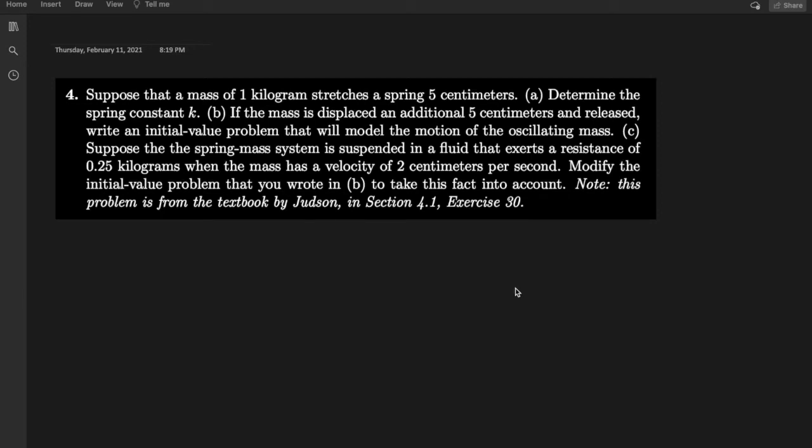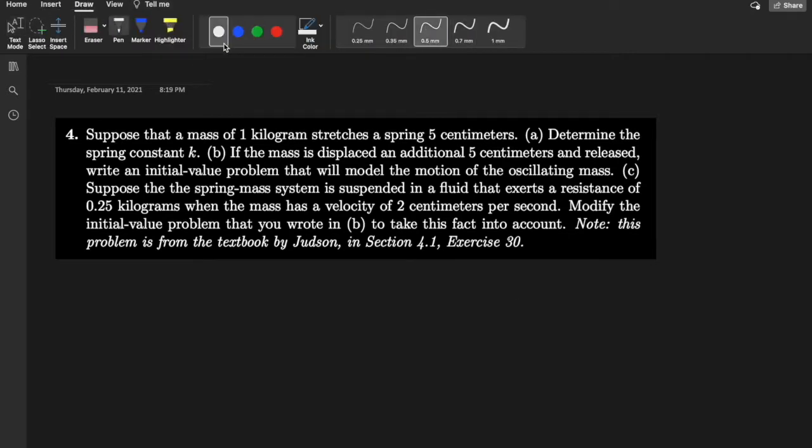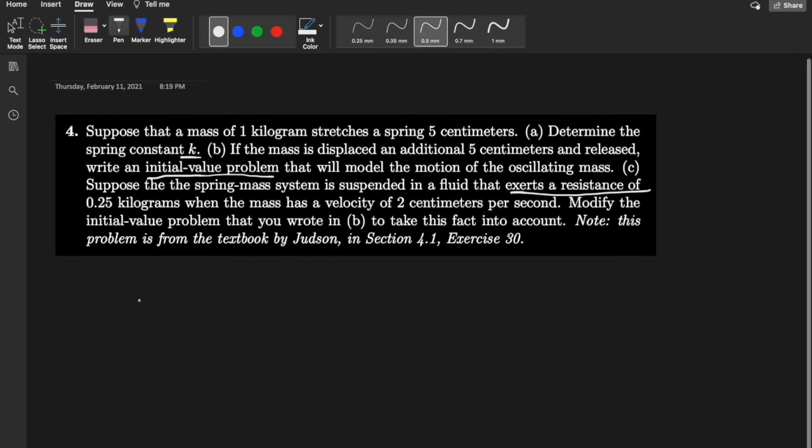For this problem, what we want to do is, given a mass spring system, determine the spring constant K, and then find the initial value problem for two different scenarios. First part, what we want to do is find K.